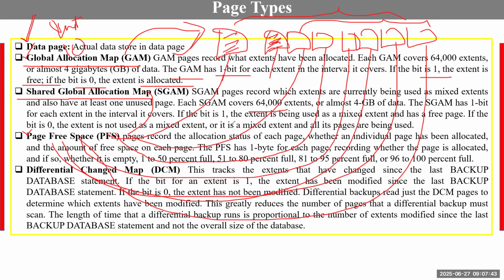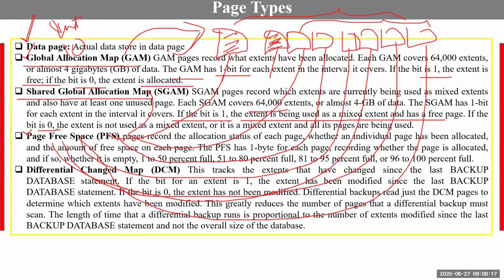How is it tracking? If the bit is 1, the extent is being used and having some free space. If the bit is 0, the extent is completely filled with data. So try to understand only these two.